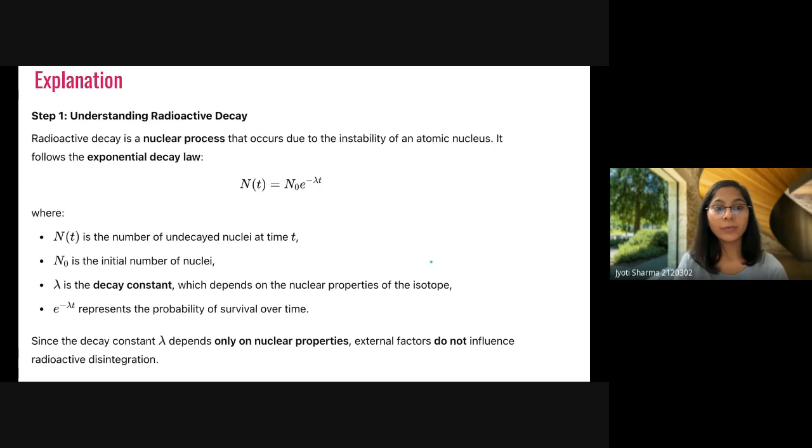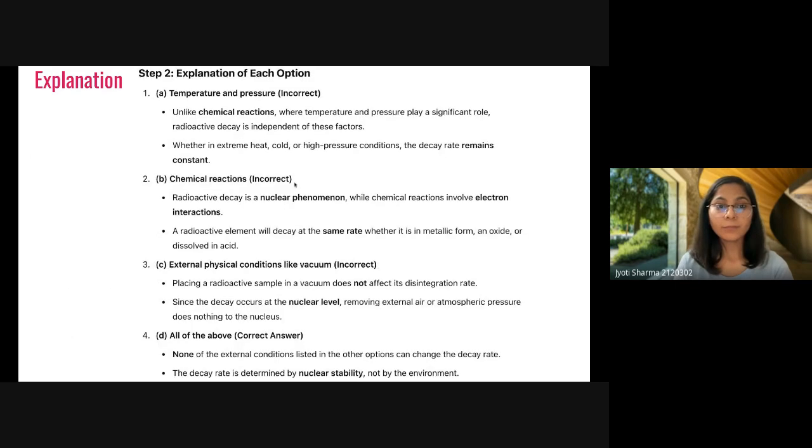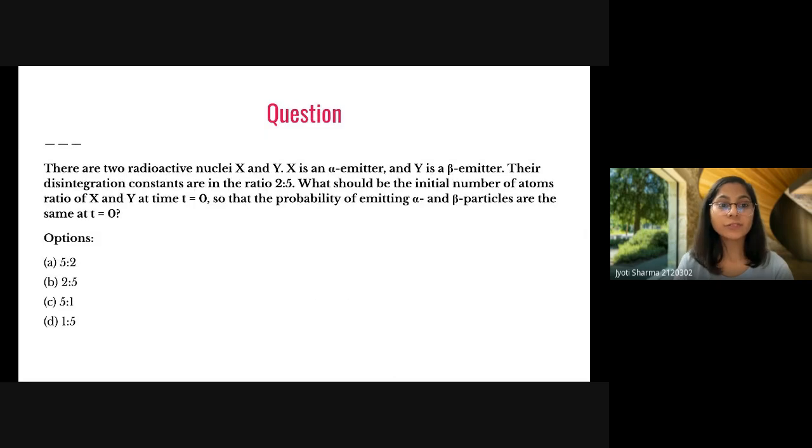So we have this exponential decay law, and this is nothing but N is equal to N naught e raised to the power minus alpha t. And if we see here, this decay constant depends only on nuclear property. External factors do not influence radioactive disintegration, and that's why D was the right answer. Okay. Now coming to the next question. I don't think that I need to explain each of this.